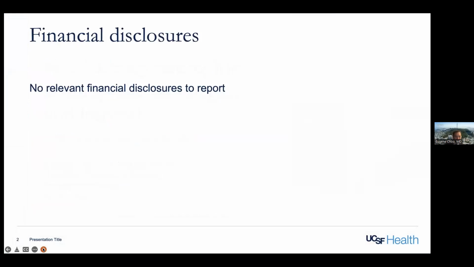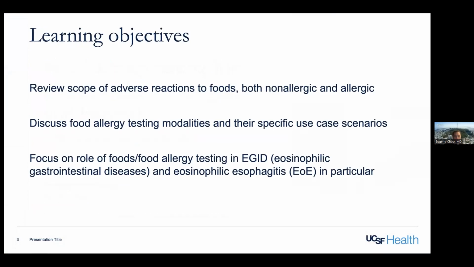So first of all, no relevant financial disclosures to report, and learning objectives here. I'd like to review the scope of adverse reactions to foods, because there's a wide gamut out there, non-allergic and allergic. I want to talk about some food allergy testing modalities and when and how we decide to use them. And then lastly, I want to focus on the role of foods and food allergy testing in EGID, eosinophilic gastrointestinal diseases, in particular, with a specific emphasis on eosinophilic esophagitis, or EOE.